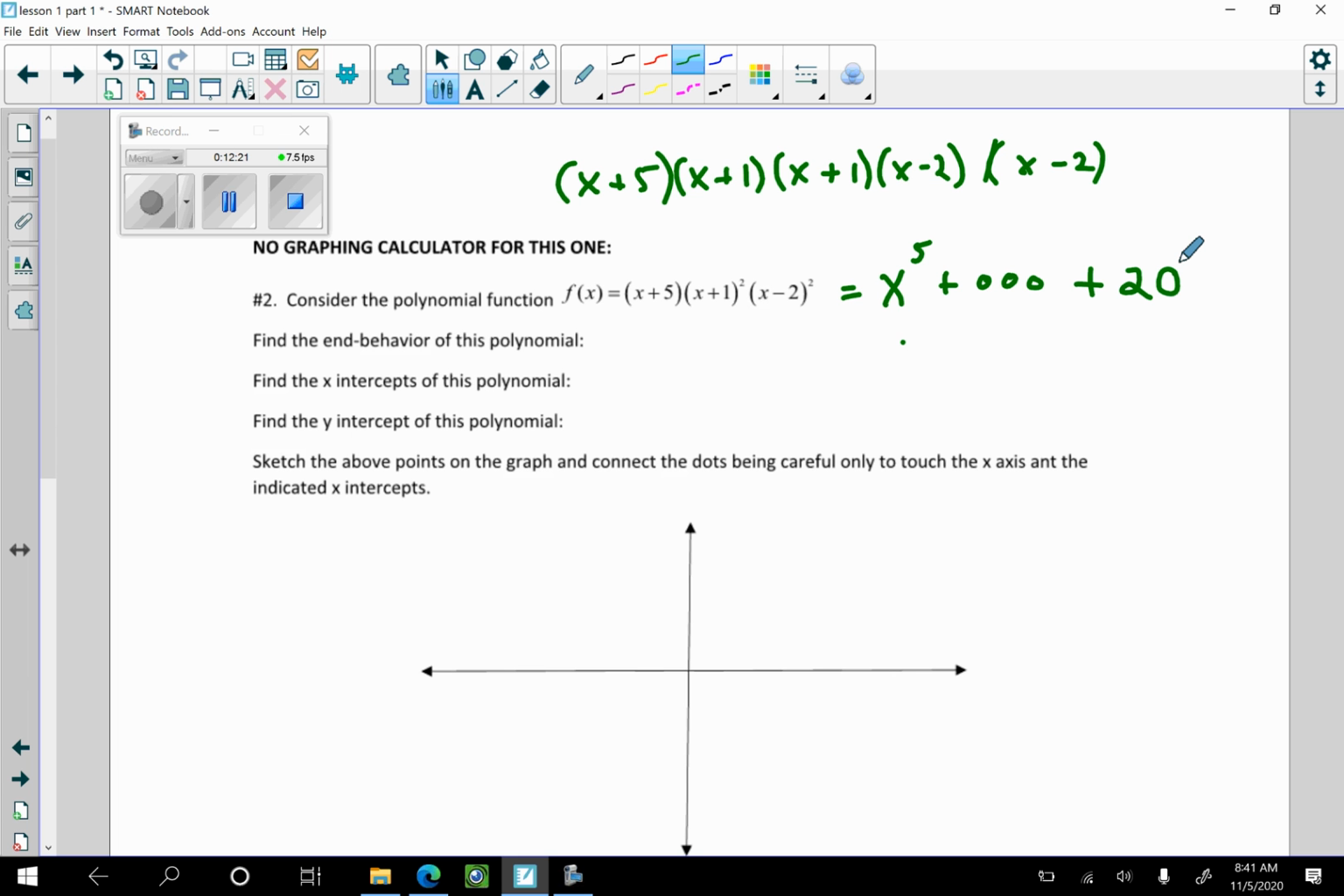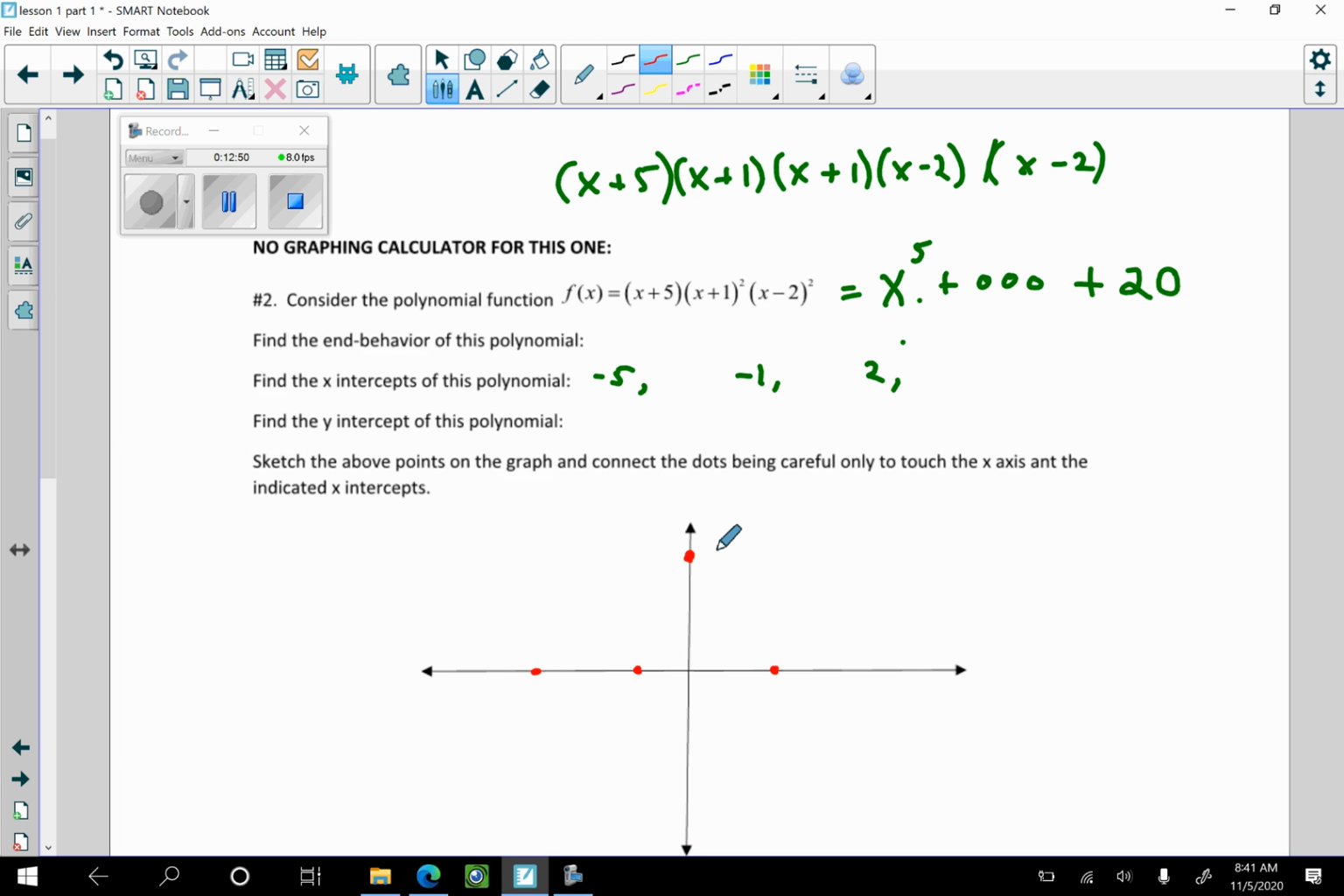If I would expand it, look, I have what? -2 times -2 is 4, so it's going to be 20. So it's going to have a y-intercept, and we know the x-intercepts. The x-intercepts are going to be -5, 0, -1, 0, and 2, 0. What's the y-intercept? 20. Let's graph those bad boys. I have -5. Bam. I have -1, and then I have 2. And then I have a y-intercept of 20.